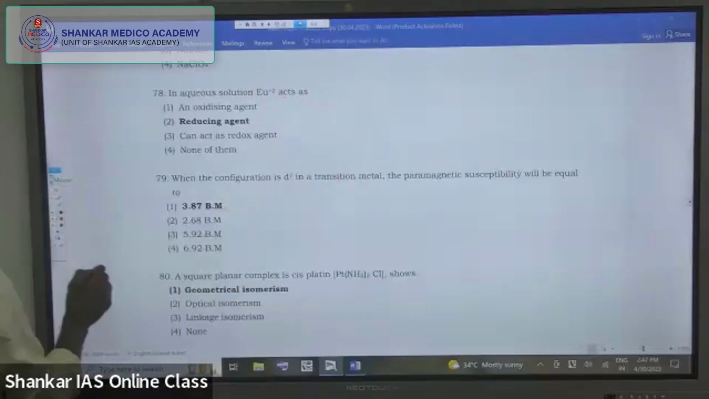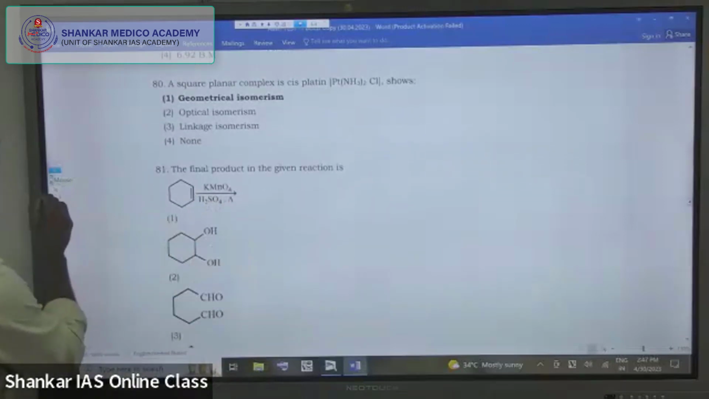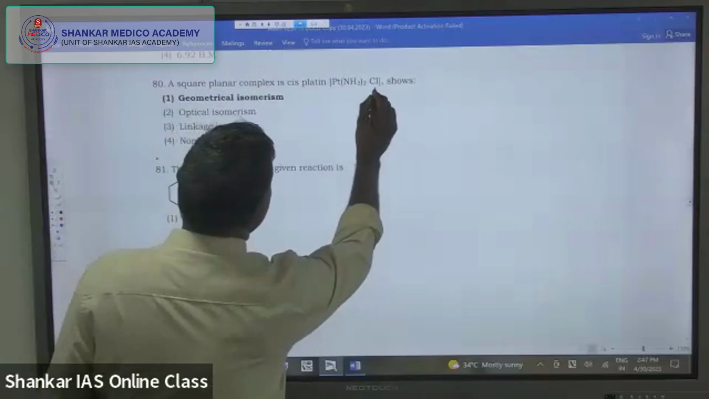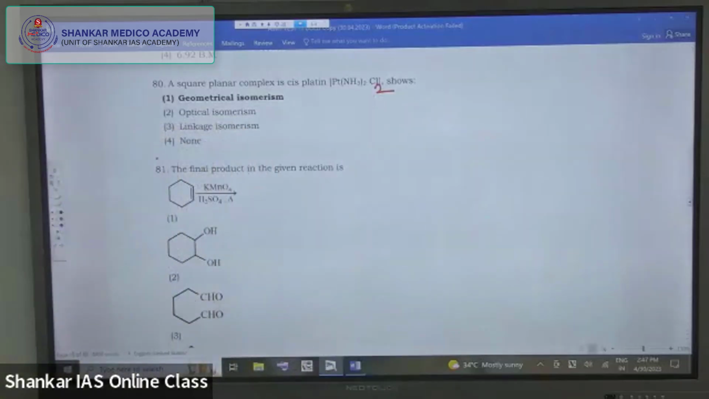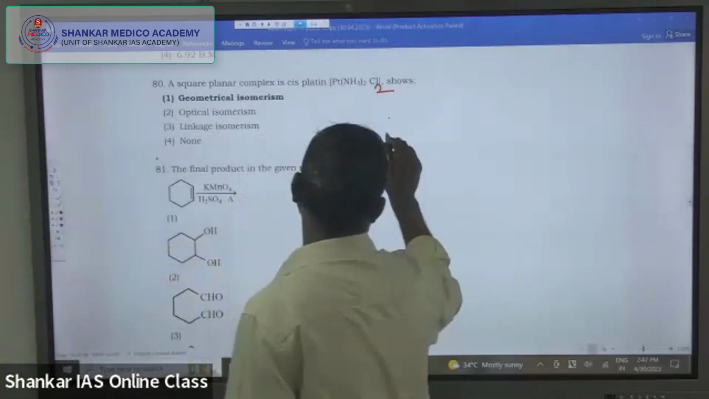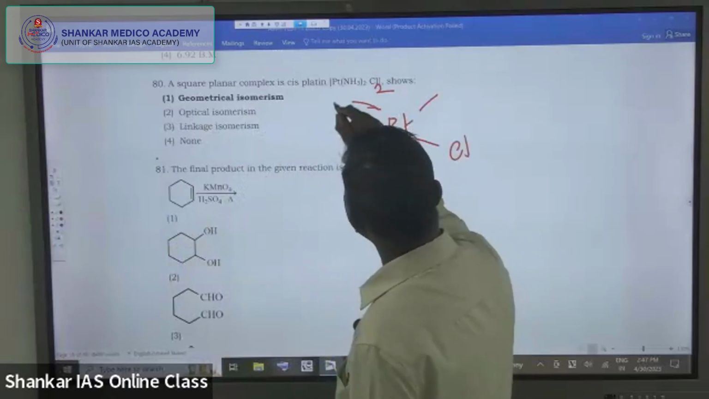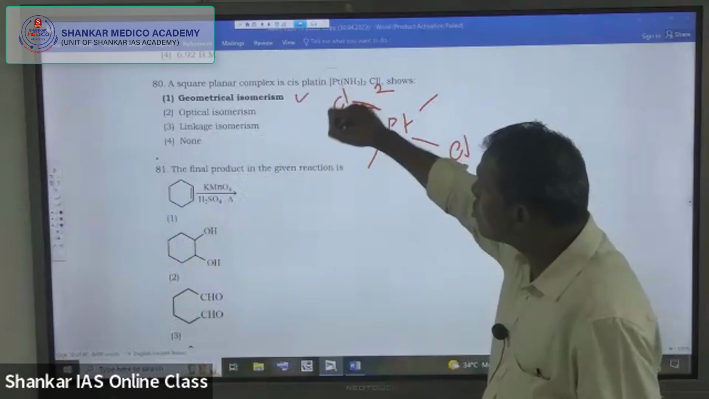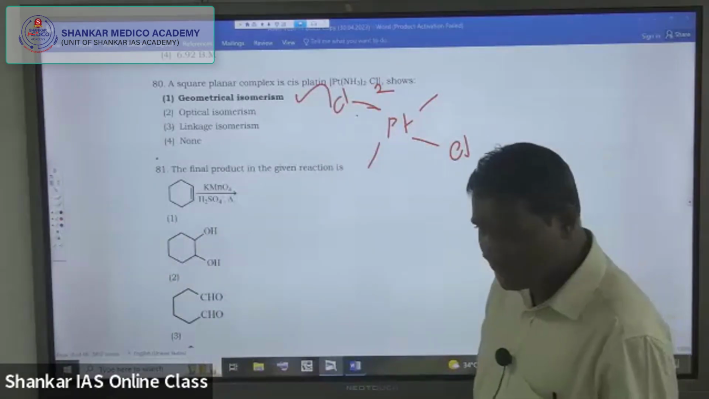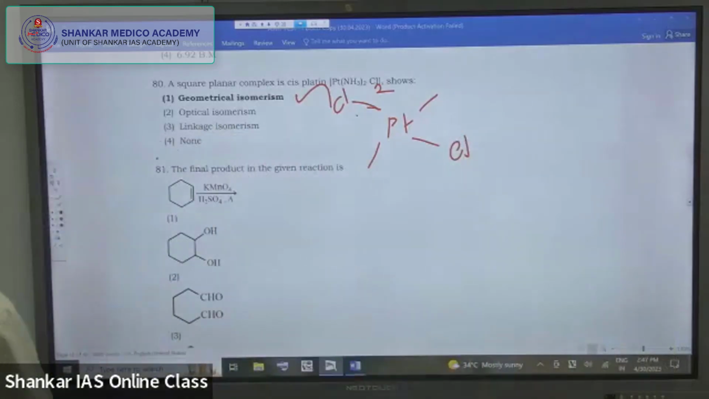In this case, this is something like a Cl2 is missing. This cisplatin is a well-known cancer drug. Of course, it will show geometrical isomerism. Pt is a square planar complex. If you put the Cl on the opposite side, it is trans; the same side is cis. So it will show only geometrical isomerism, not optical isomerism. Optical isomerism is shown only by octahedral complexes.